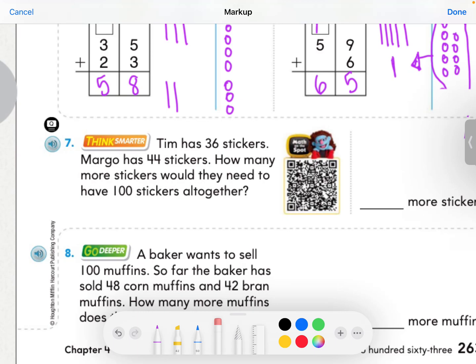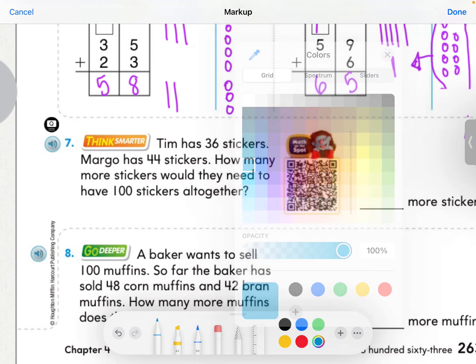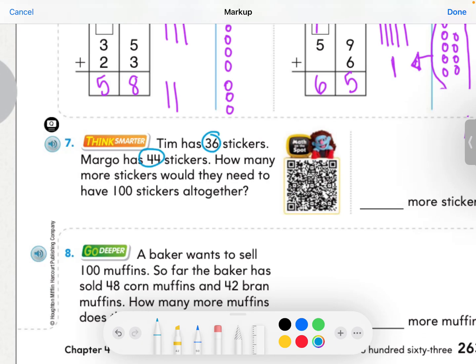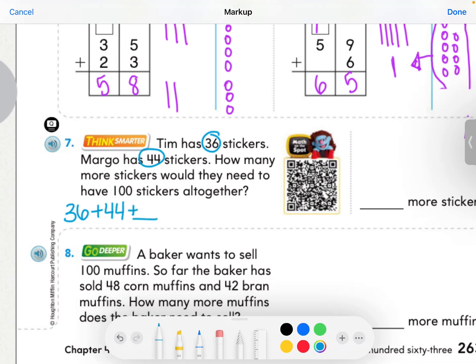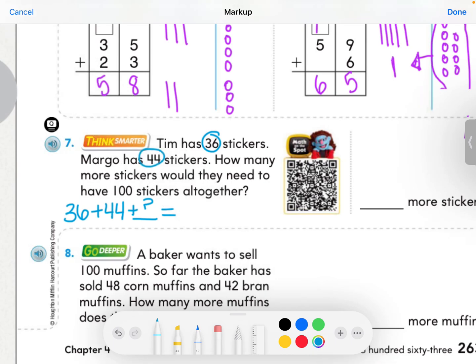So I know that Tim has 36 stickers, and I know that Margot has 44 stickers. I need to know how many more stickers they would need to have 100 altogether. So this is what I can envision my math sentence looking like. 36 plus 44 plus my missing number is going to get me to 100. I don't know what my missing number is yet. I have to solve for that.